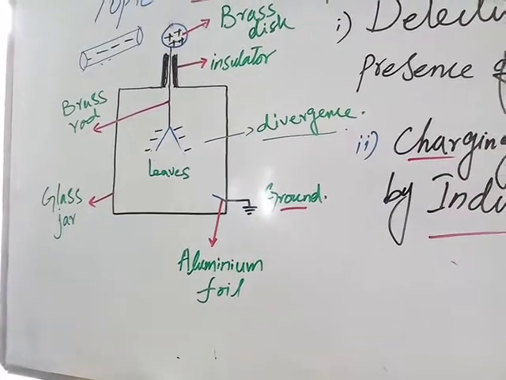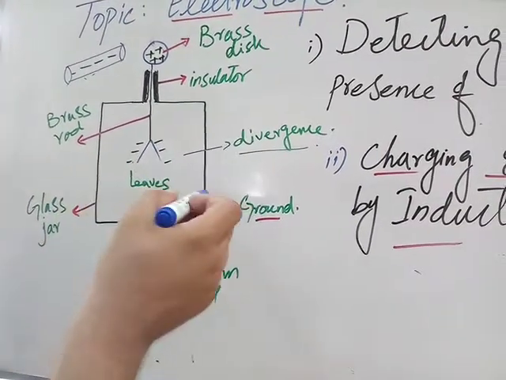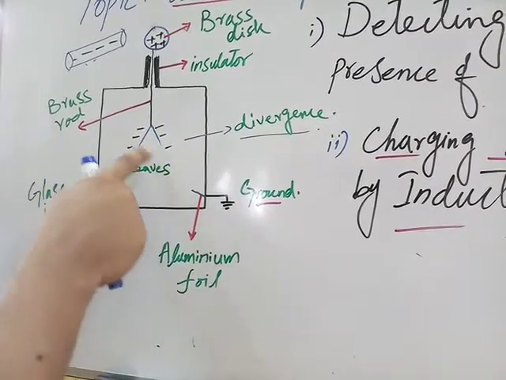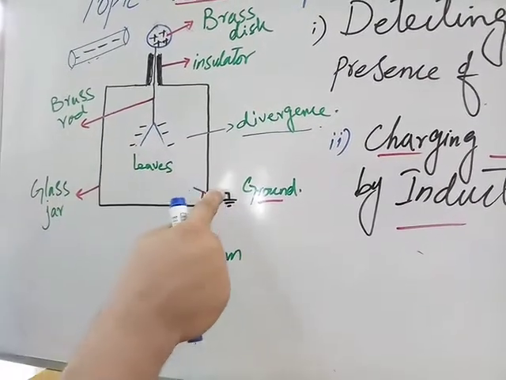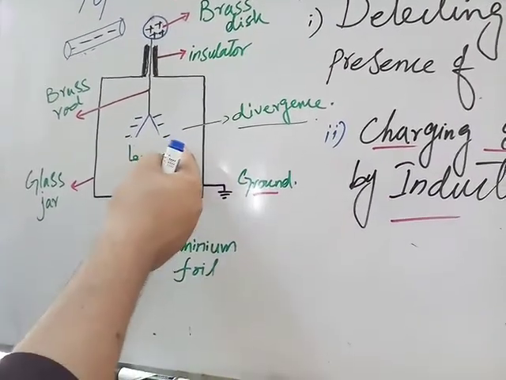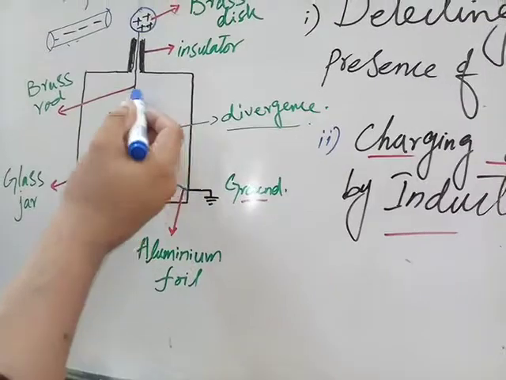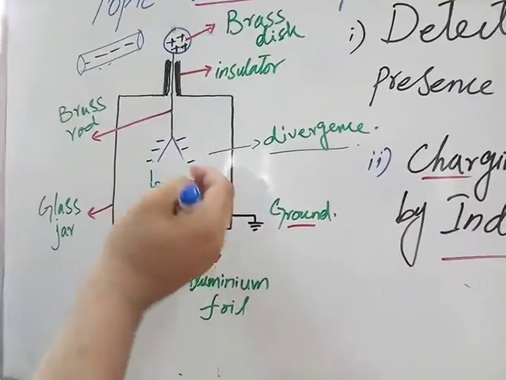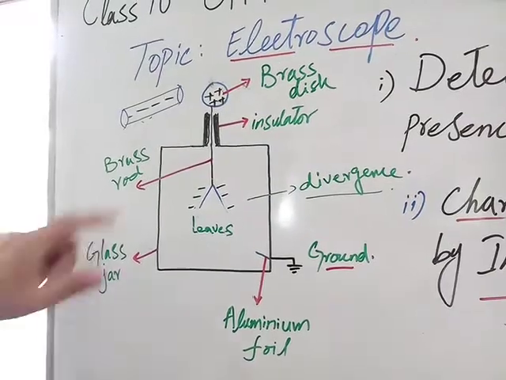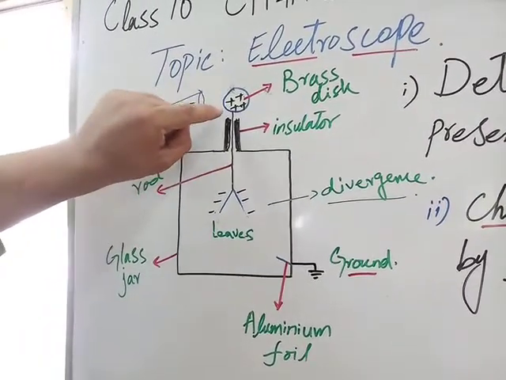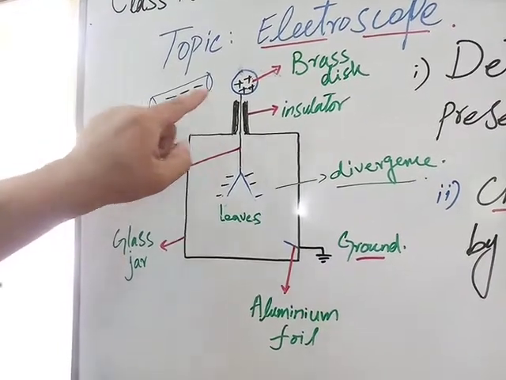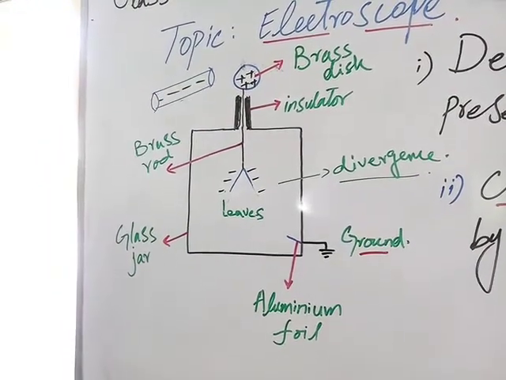It means if this aluminium foil is connected with these leaves, the negative charges will flow with the help of copper wire, and these leaves are grounded, meaning no charge will be left there, and only positive charge is at the brass disc. And if we want it negatively charged, we bring a positive rod near the brass disc.